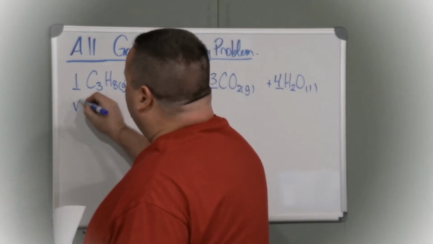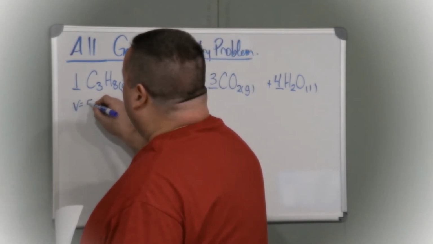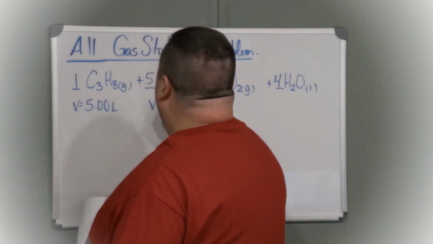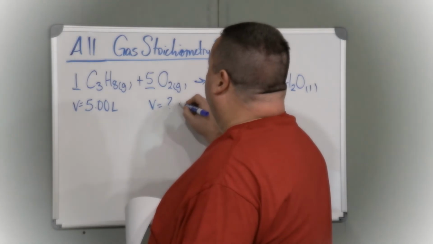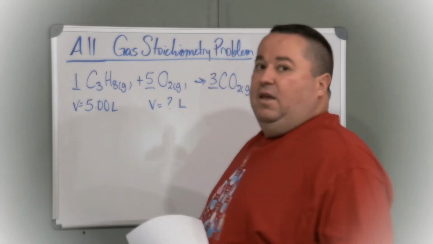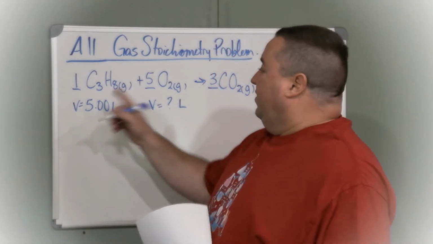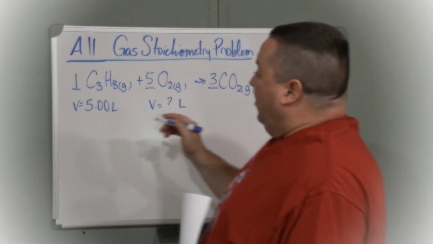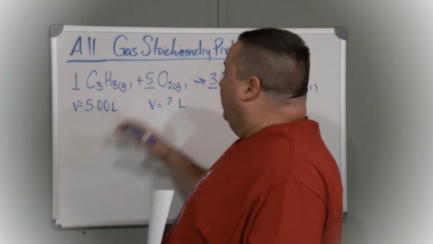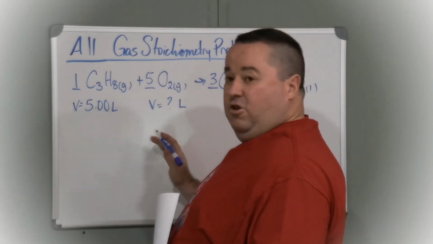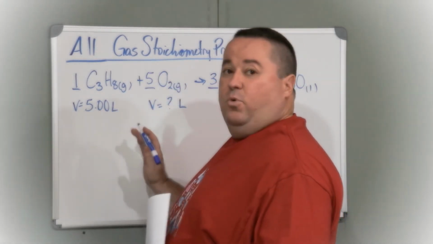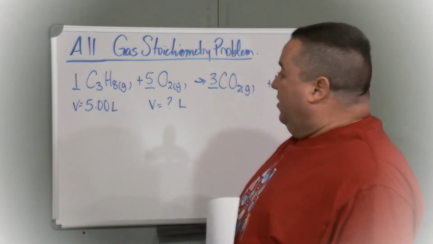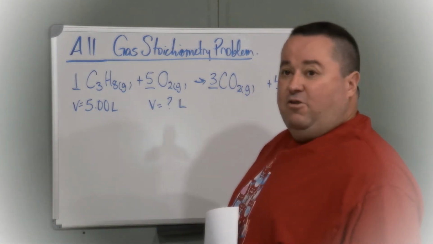We're also told that here the volume is 5.00 liters, and we're asked how much oxygen is needed to react with the propane. What volume of oxygen? So instead of having to convert to moles, work moles through the equation and change back, we can work directly. And in fact, if you look at the data that you're given, you don't have enough information to get to moles.